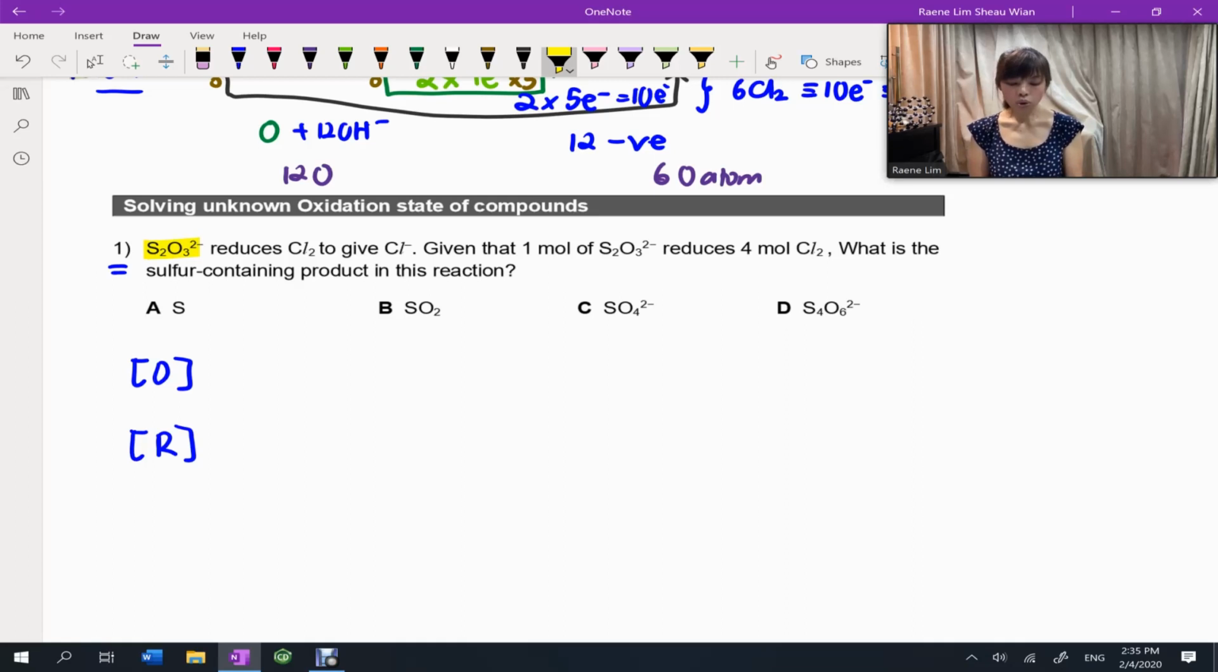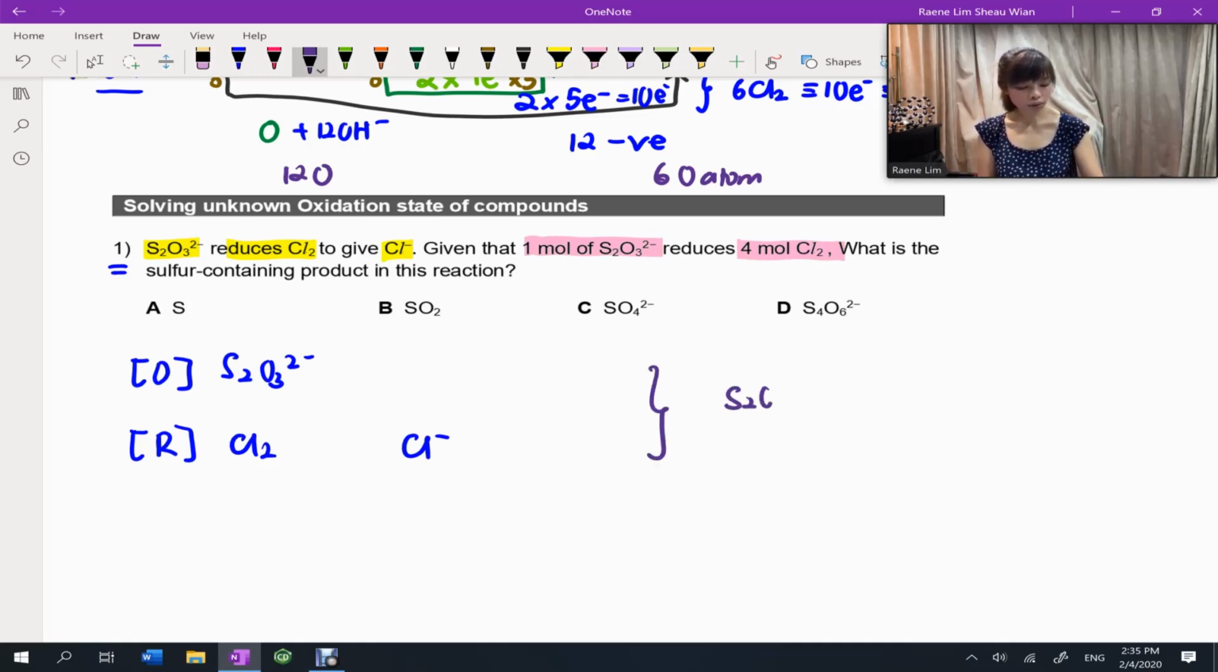So S2O3 2- reduces Cl2 to Cl-. So in this sentence, it means that Cl2 is reduced to Cl-. S2O3 2-, which is the partner of Cl2, is being oxidized to some unknown oxidation state, okay? So then what other information do they give you? 1 mole reduces 4 moles. So good enough. They give you 1 unit of thiosulfate reduces 4 units of Cl2, okay?